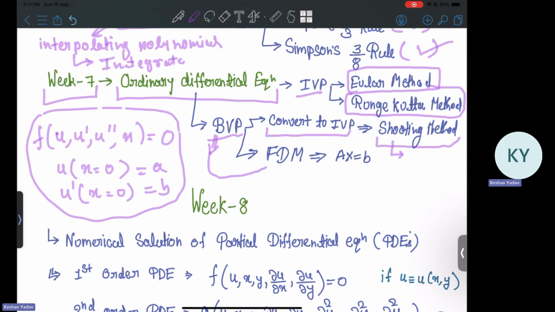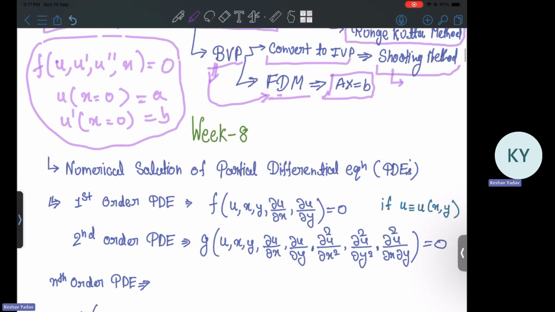Or we can directly solve this boundary value problem using the finite difference method. There we convert the ordinary differential equation into a system of linear equations. Then this system of linear equations can be solved by linear solvers like Gauss-Seidel iteration, Jacobi iteration, or direct solvers like Gauss elimination or LU decomposition. Okay. So by this, we move towards week 8, that is this week.